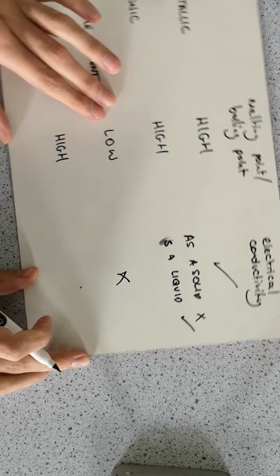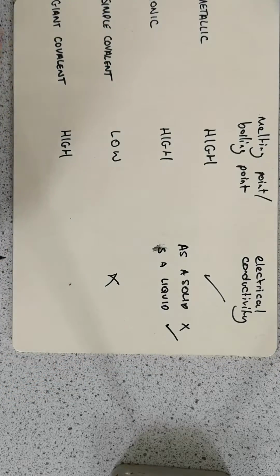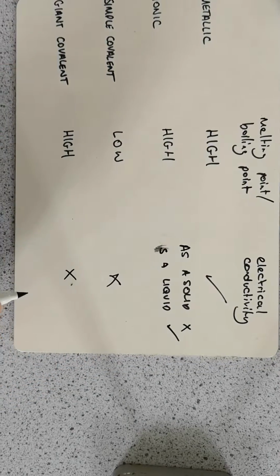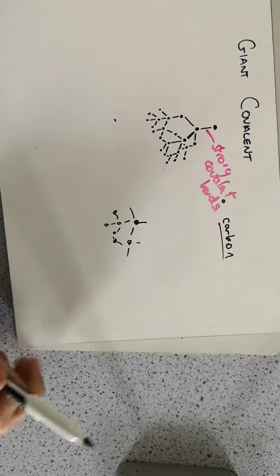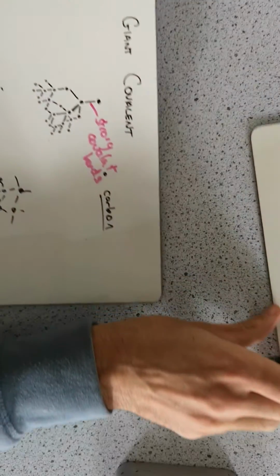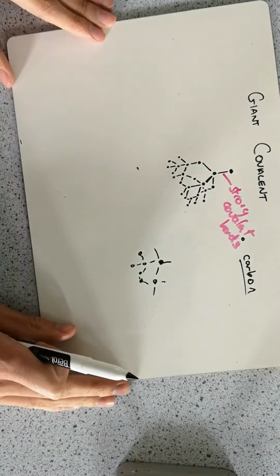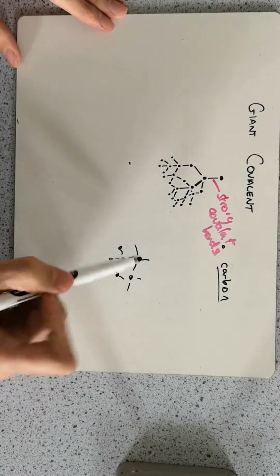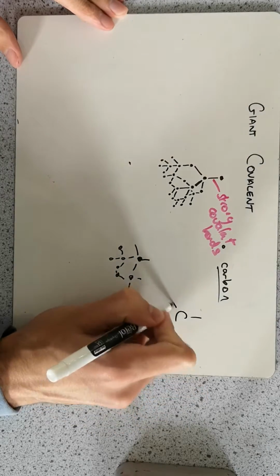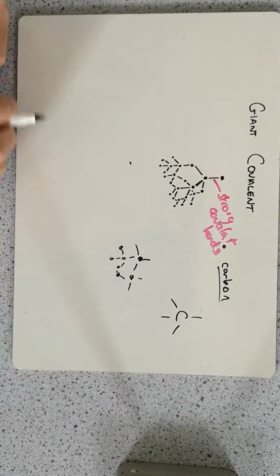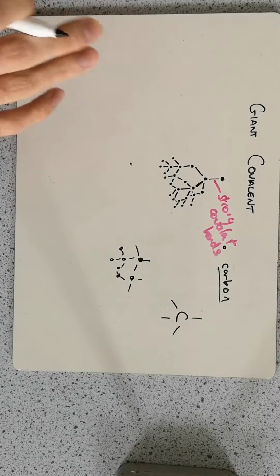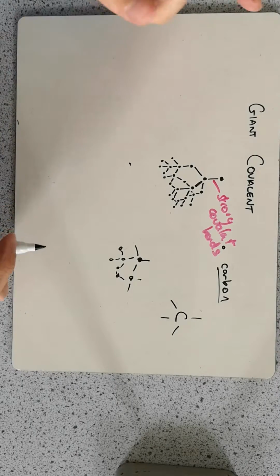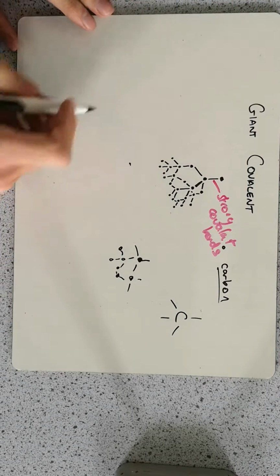Now, do they conduct electricity? In general, no. When we have a look at the giant covalent, there are no delocalized electrons, and there are no ions that are able to move. These carbons aren't ions, they're all covalently bonded, they're all nice and stable. No ions there.